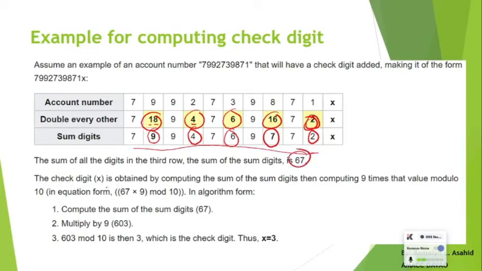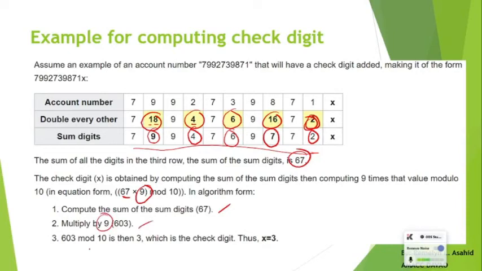Then, the check digit x is obtained by computing the sum of the digits, then computing 9 times the value of the modulo 10. So, the equation would be 67 multiplied by 9. Okay? Mode 10 in algorithm. So, this is the step-by-step now. Add mo yung sum of the digits, that is 67, then you multiply it by 9. Okay? That's the standard.